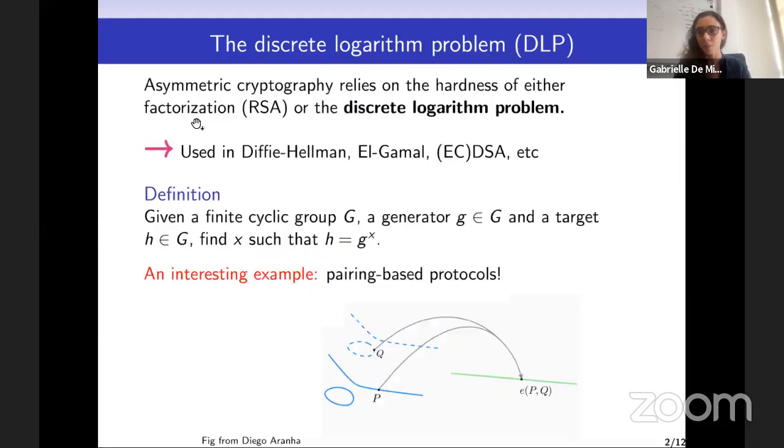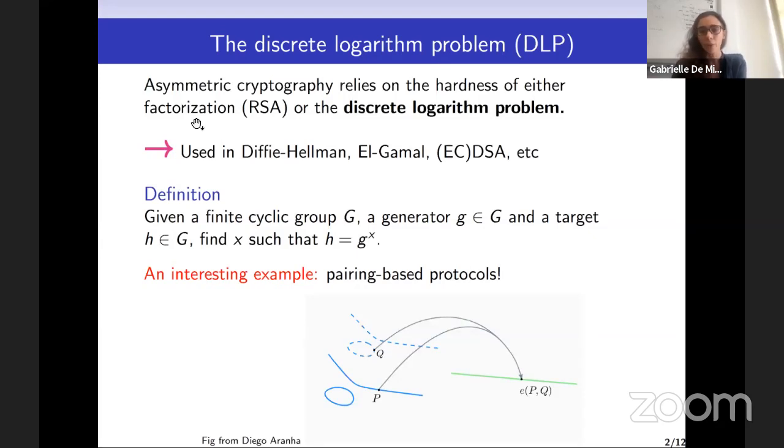So let me just start by briefly recalling the discrete logarithm problem. The definition is quite straightforward. We're given a cyclic finite group G. We have a generator g from this group, and then we have a target element h of this group. We want to find the exponent x such that if I raise the generator g to the x, I end up with my target element h. This is one of the two main mathematical problems on which the security of a lot of today's deployed protocols is based, the other one being factorization.